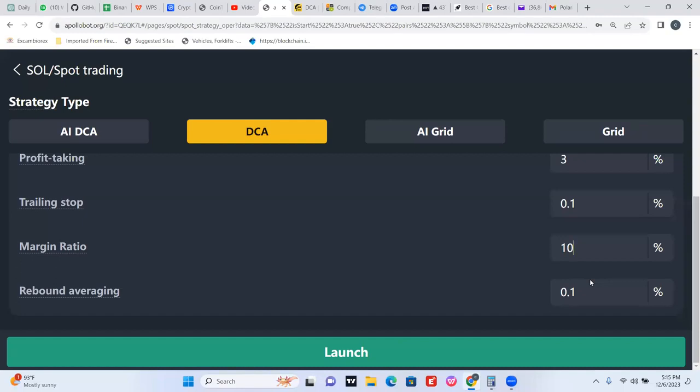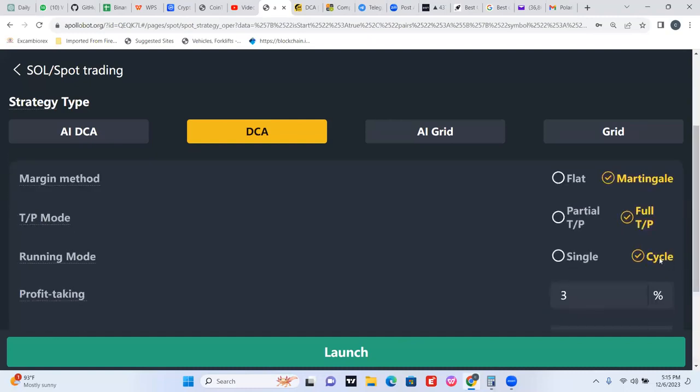So when a signal comes into the group, you can pick those signals and trade them on DCA. You can see I could do this, and after setting up, when I'm done with setting up, I come here and tap on launch. So I just launch it, and the robot starts to trade.